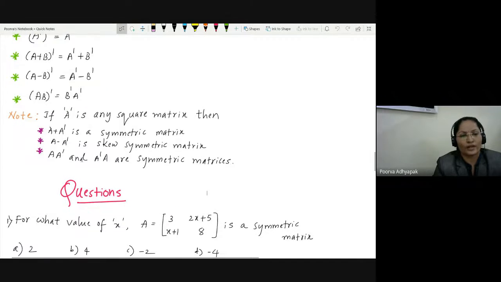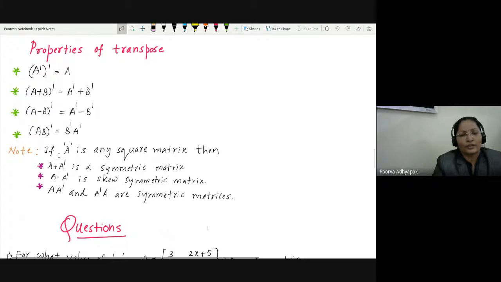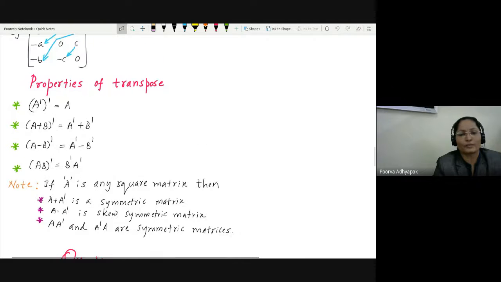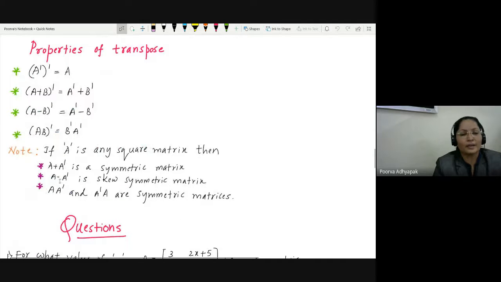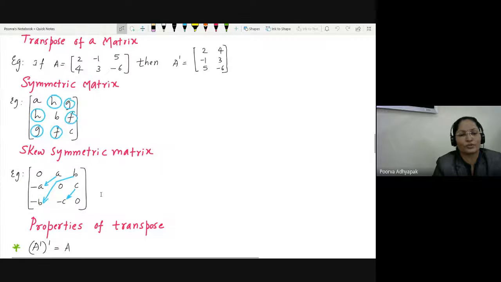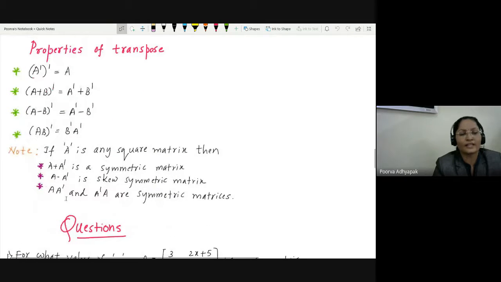So here is one note. If A is any square matrix, then A plus A dash is a symmetric matrix. What is a symmetric matrix? Here I explained, students, right? Second one is A minus A dash will be a skew symmetric matrix. Again, coming to this, this is a skew symmetric matrix. The third point here is A into A dash and A dash into A are symmetric matrices. So this note, particularly, you should have the knowledge of symmetric and skew symmetric matrices clearly.